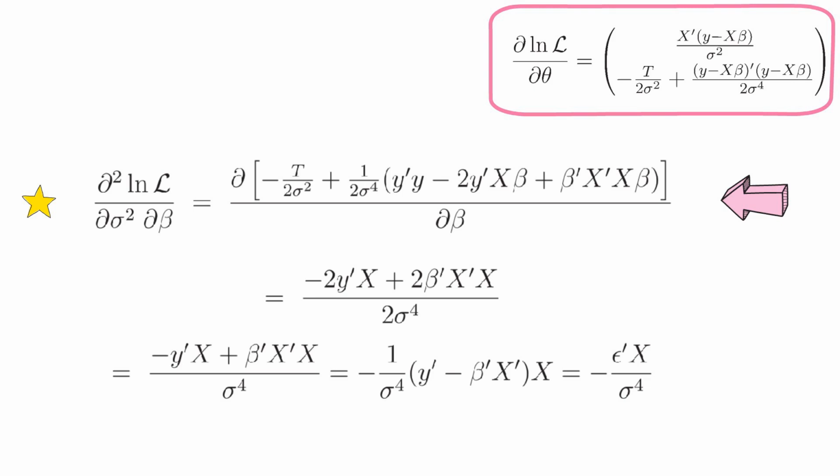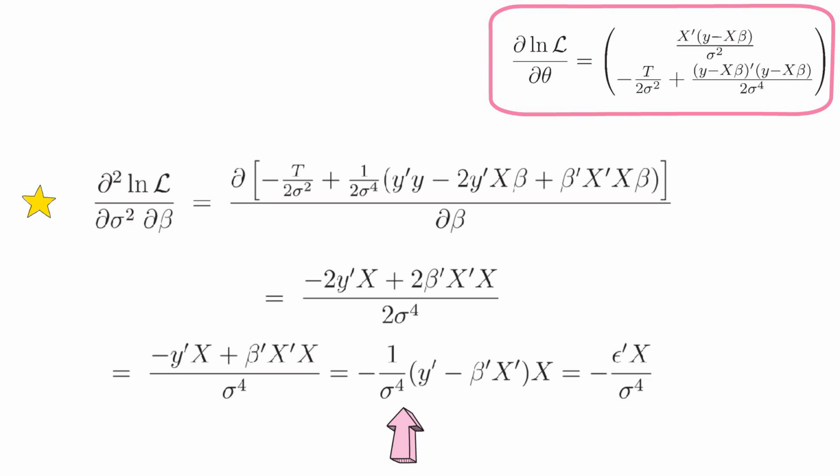So the respective partial derivative will be (minus 2 y prime x plus 2 beta prime x x), everything divided by 2 sigma to the power of 4. Now we cancel out the 2. We end up with (minus y prime x plus beta prime x x) over sigma to the power of 4. And now we just regroup terms and rewrite that as minus 1 over sigma to the power of 4 times (y prime minus beta prime x prime) times x.